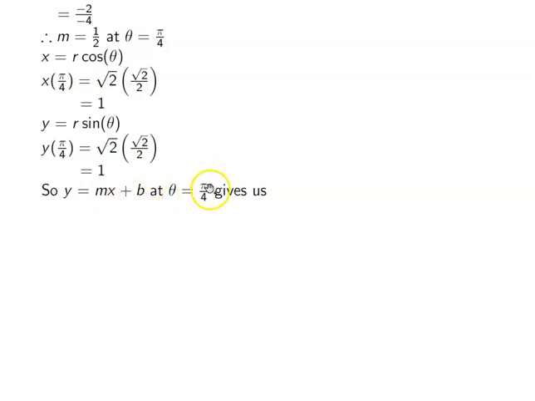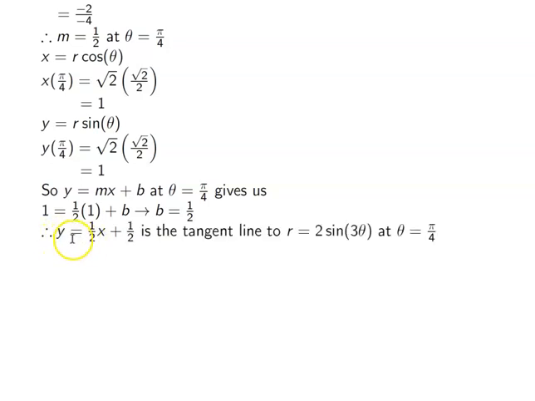y equals mx plus b at theta gives us so far a rate of change of 1/2 at the point 1, 1. So y equals mx plus b. So x and y are 1, m is 1/2. So this is 1 equals 1/2 plus b, so b equals 1/2 when I subtract 1/2 on both sides. So my tangent line is y equals 1/2 x plus 1/2, the tangent line to r equals 2 sine 3 theta at theta equals pi over 4.